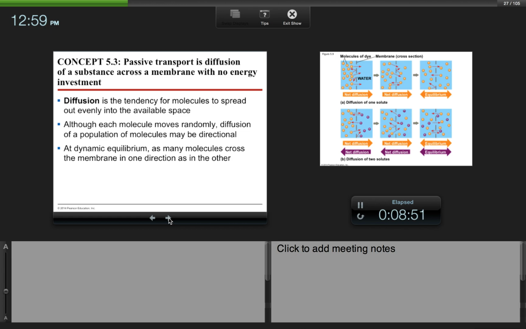Diffusion is the tendency for molecules to spread out evenly into the available space. Although each molecule moves randomly, diffusion of a population of molecules may be directional. At dynamic equilibrium, as many molecules cross the membrane in one direction as in the other.